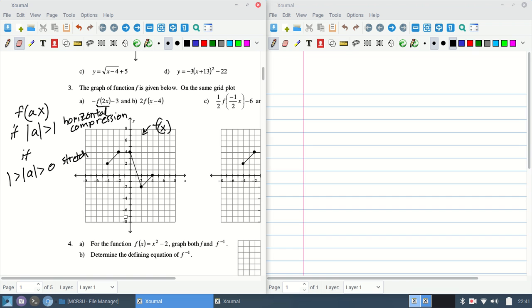Or at least we're going to do B. Let's just try B. Okay, now notice I had a 2 inside the actual function before, so it was beside x. This time the 2's out here.